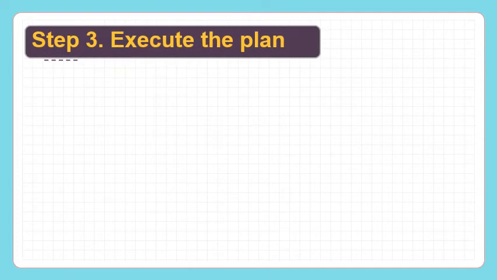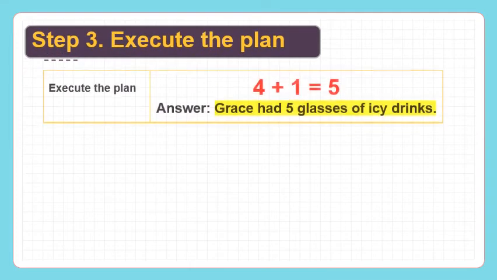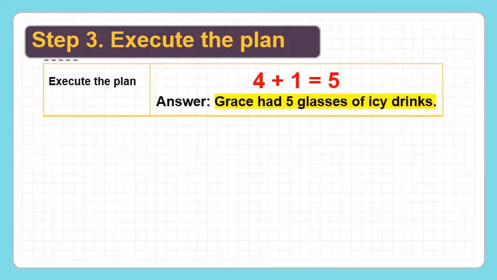Step number 3, execute the plan. We are going to compute for the answer. Number sentence, 4 plus 1 equals 5. Very good. The answer is Grace had 5 glasses of icy drinks.